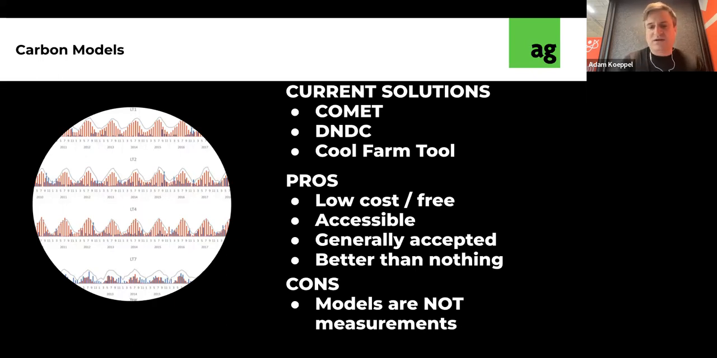There's one major con here, and that is that models are not measurements, and they never can be. So this is all hypothetical: if you hypothetically make these changes to a hypothetical farm in this hypothetical area, here are the hypothetical outcomes, and they cannot be guaranteed to apply to your farm. These models are typically built for academic purposes to understand broad ecosystems, but what happens in a model doesn't necessarily happen exactly on your farm. And so the models need to be taken with a grain of salt.